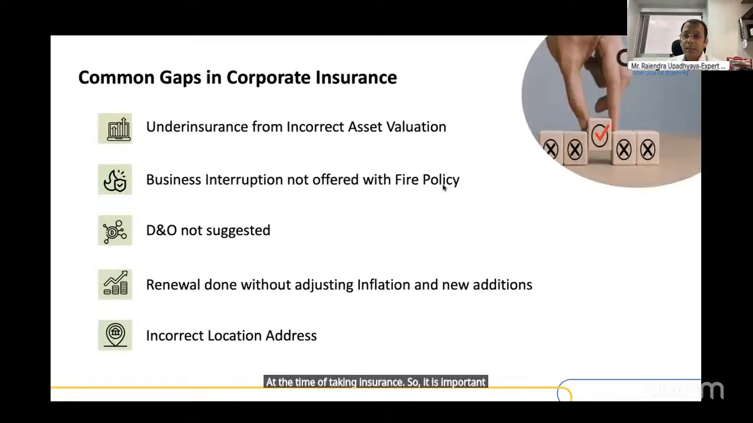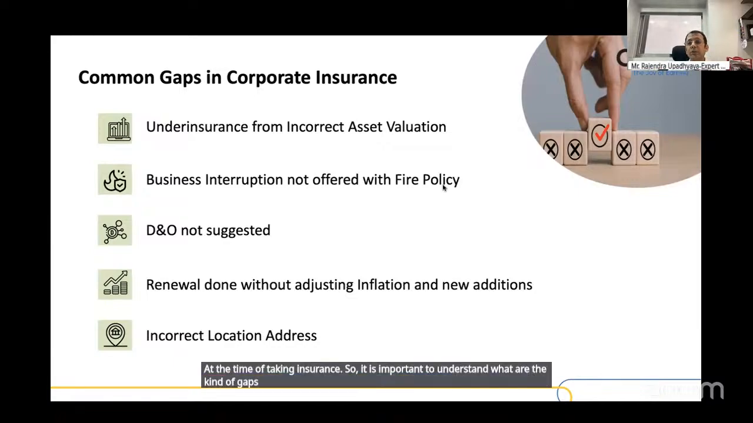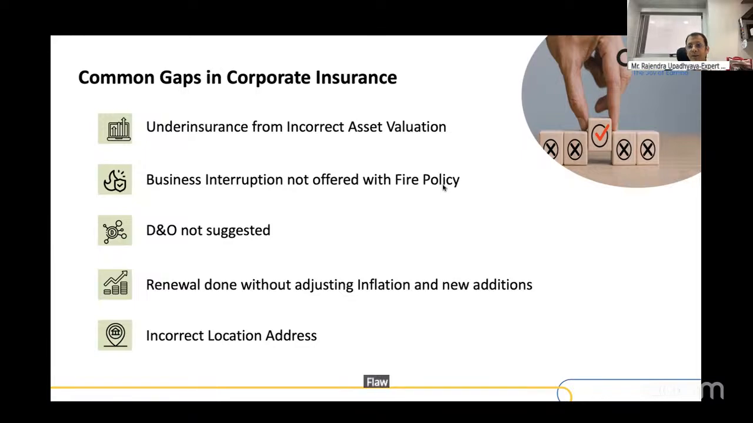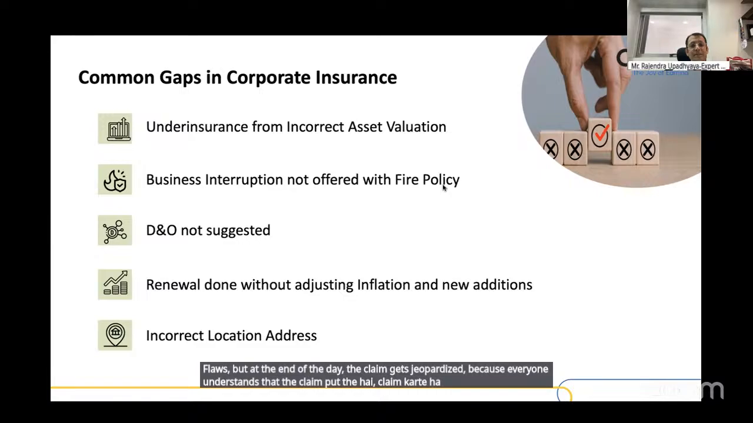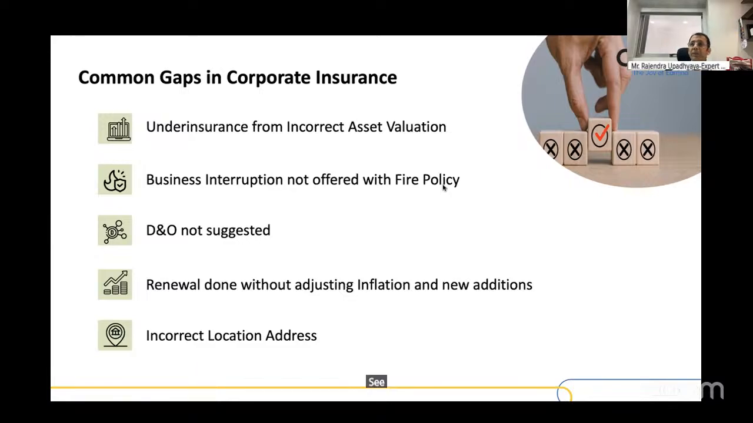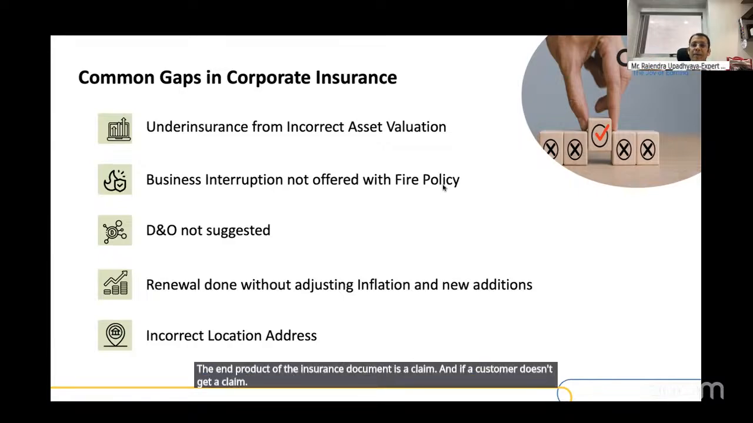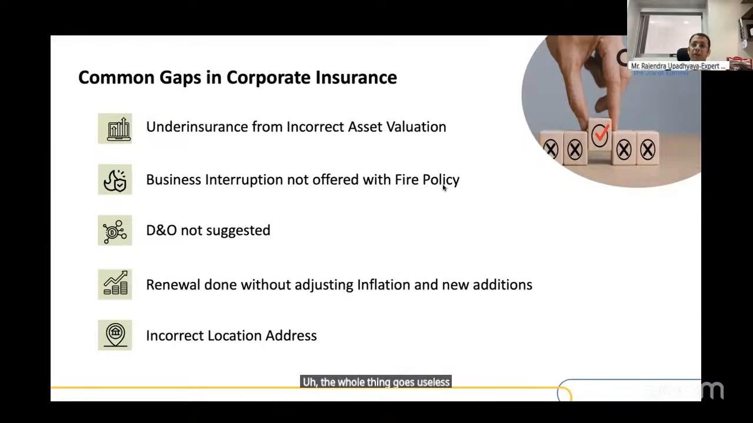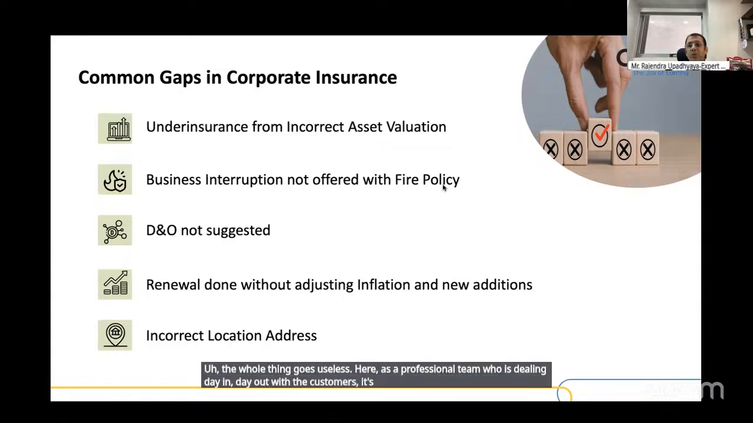So it is important to understand what kind of gaps we normally find with the policies. As insurance brokers, we come across many cases with very basic flaws, but at the end of the day, the claim gets jeopardized. Everyone understands that claims are made, but they are not paid. See, the end product of the insurance document is a claim, and if a customer doesn't get a claim, the whole thing goes useless. As a professional team dealing day in, day out with customers, it's important to put your hands on those points where mistakes can happen.